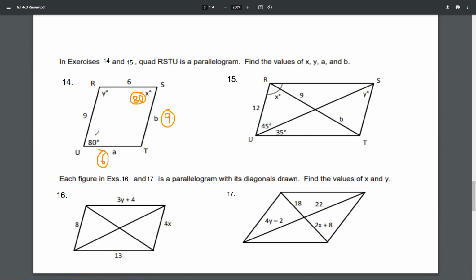And Y is consecutive with 80. It's the same side interior angle with the 80 degrees. So we're going to do 180 minus 80, which gives us 100. Okay, and then the one down here is also going to be 100 degrees. So A is 6, B is 9, X is 80 degrees, and Y is 100 degrees.